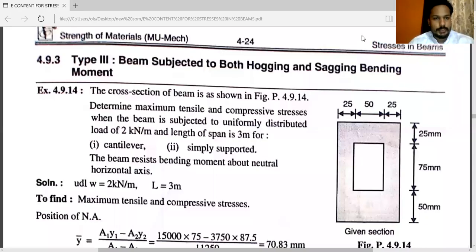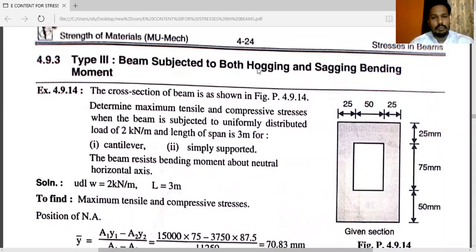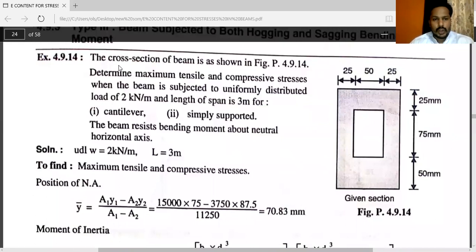Hello friends, in the previous video, we have seen the problem on stresses in beams, type 2. In this video, we are taking type 3rd, beam subjected to both hogging and sagging bending moment. See this problem. The cross section of beam as shown in figure.